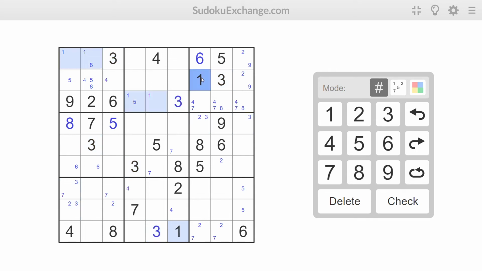Now, number 1, oh, just a 5 left here. Fill this with a 5, fill this with a 1, and 1 sees these two places, this one sees these two places. So just these two spots have to contain a 1.